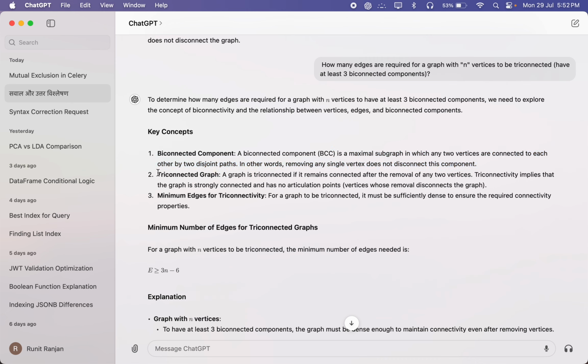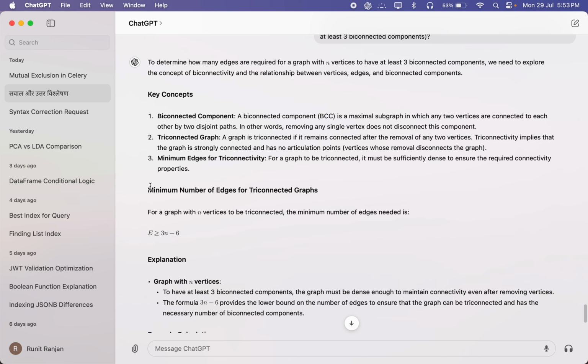Now coming to this tri-connected graph. A graph is tri-connected if it remains connected after the removal of any two vertices. Tri-connectivity implies that the graph is strongly connected and has no articulation points, a vertex whose removal disconnects the graph. For a graph to be tri-connected, it must be sufficiently dense to ensure the required connectivity properties.